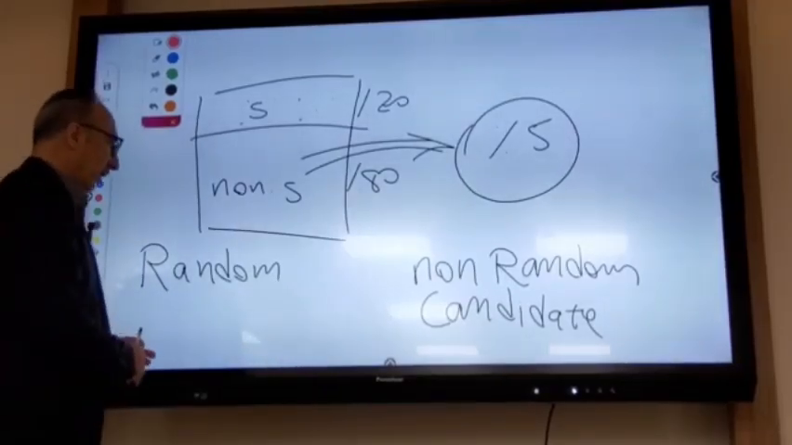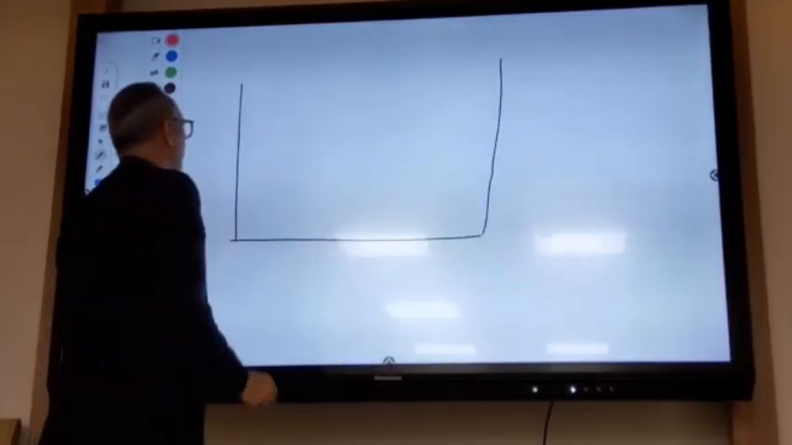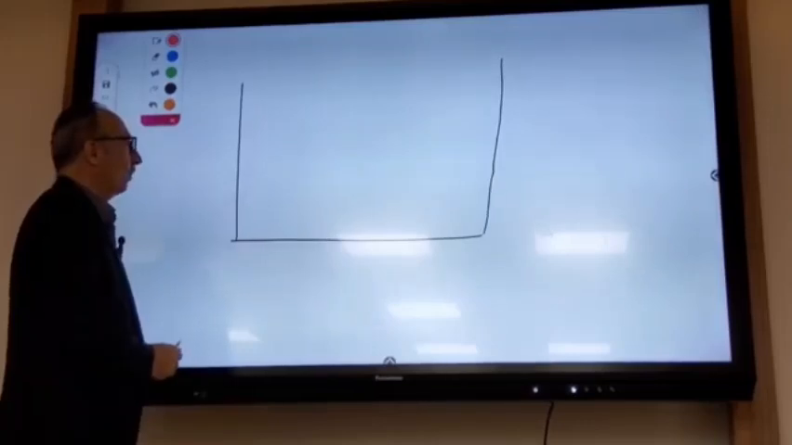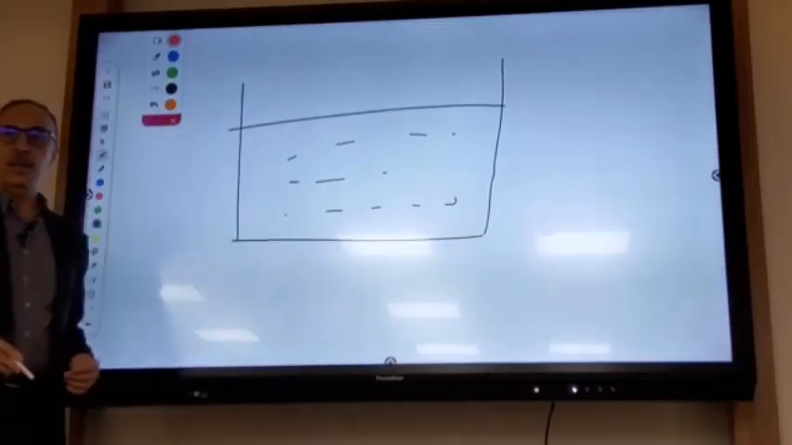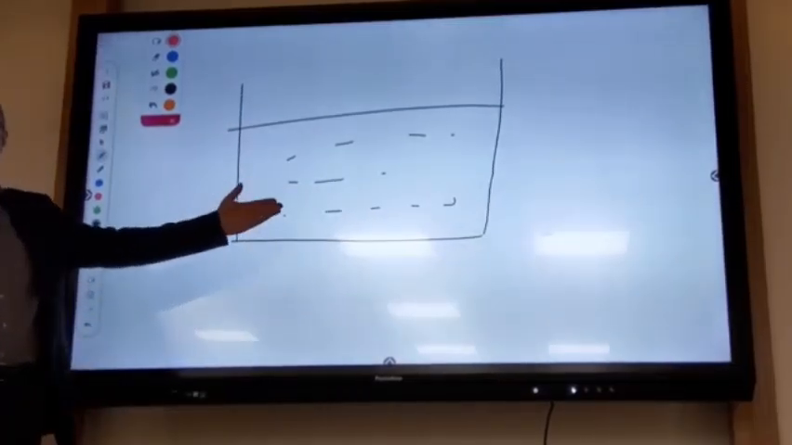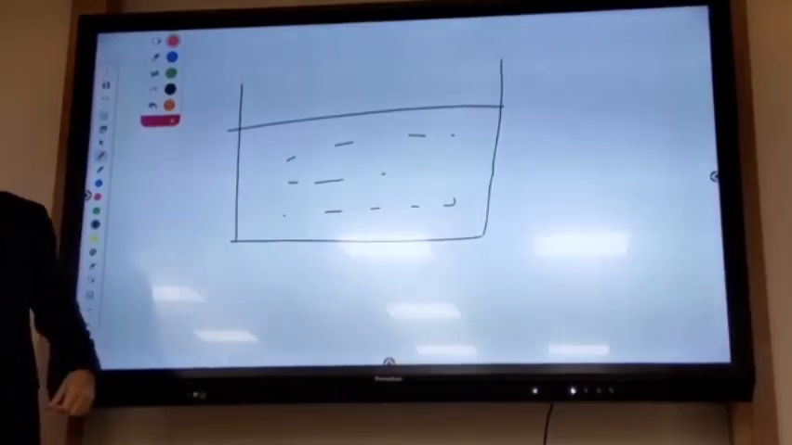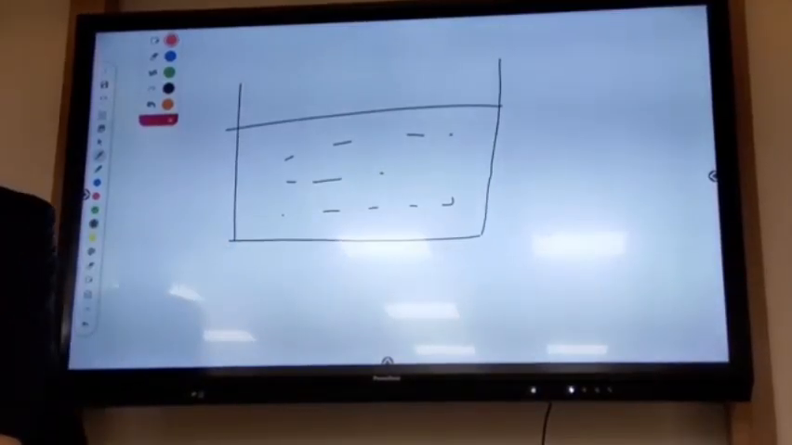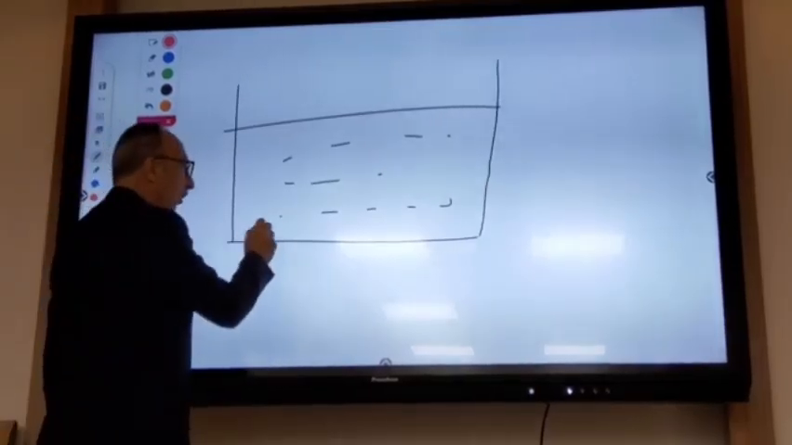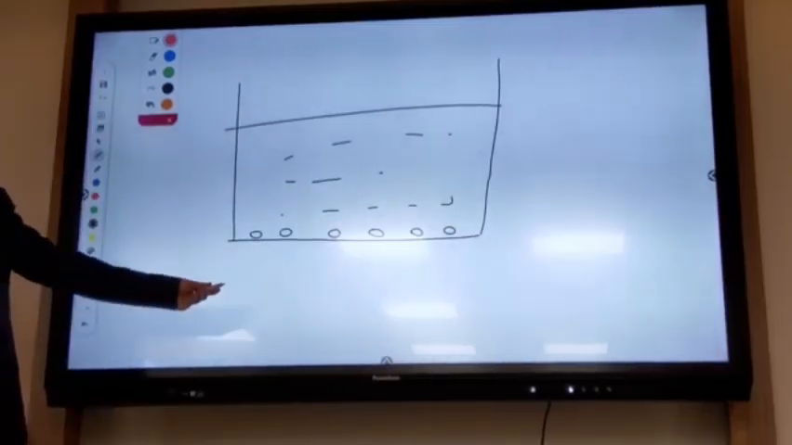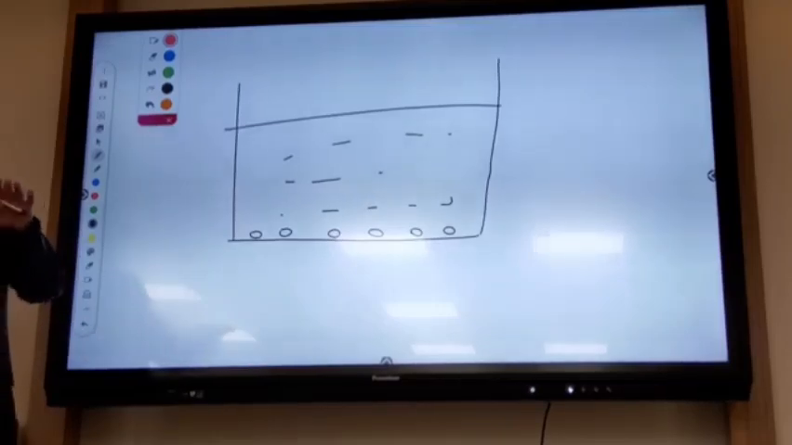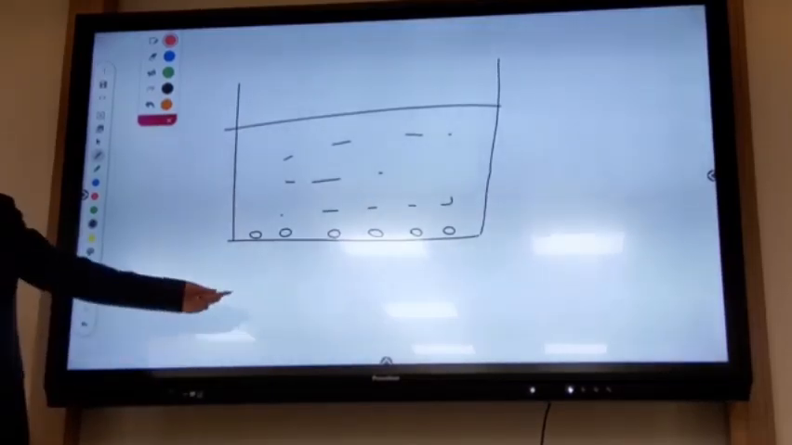Let me give you another example of random sampling. Assume that this is a tank of water. I want to measure concentration of something in the water. If I sample from the bottom of the container, the concentration may be higher because sediments tend to deposit in the bottom of the tank.